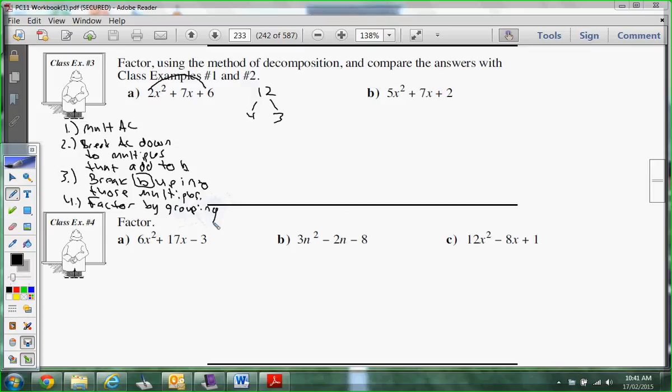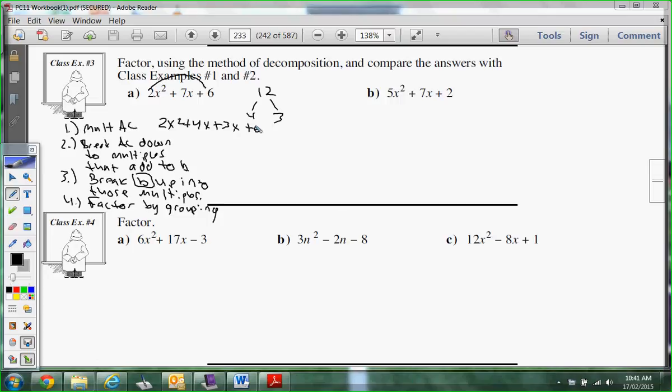Okay, so this is what I mean. I know you can't read this. So multiply AC, break AC down to multiples that add to B. So 4 times 3 adds to B. 4 plus 3 is 7. Okay, step 3, break B up into those multiples. So we're going to take this, and we're going to break 7x into 4x plus 3x. We're really not changing anything, other than we're just breaking up the middle to help us out.